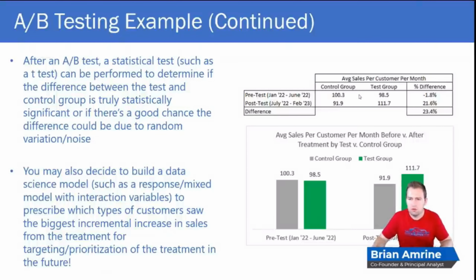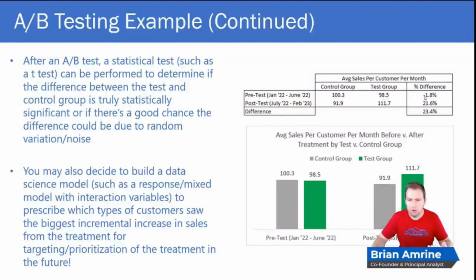We might create a visual like this that highlights the overall differences during those two time periods. In this case, the treatment was introduced to the test group in July 2022. In our pre-test period, January 2022 through June 2022, we saw a very minor difference across the groups. They were randomly selected, and so there shouldn't be a very large difference. There'll always be somewhat of a difference due to random variation, but in this case we could see that the test group's average sales per customer was 98.5 versus the control group's 100.3.